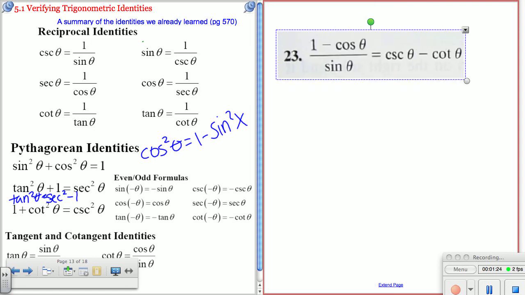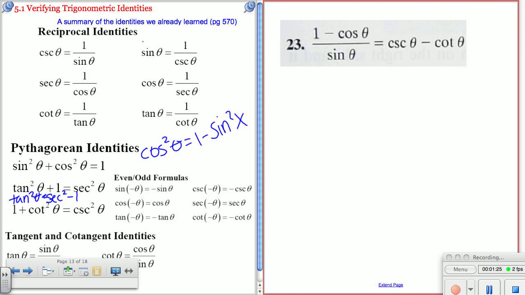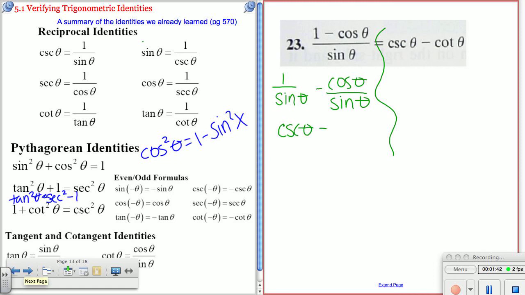Let's do 23 the same way. So I'm going to go ahead and start with the right, and let's break up the fraction. So we're going to get 1 over sine minus cosine over sine. And I'm sorry, I'm starting with the left. 1 over sine equals cosecant. Cosine over sine is cotan, and it looks like I got what I wanted.